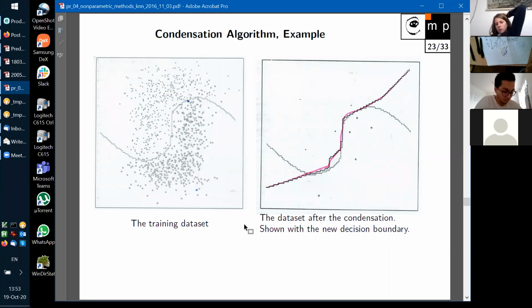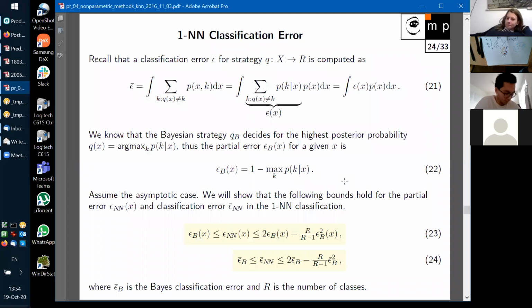So this is an example where you see some two-dimensional mixtures of Gaussians. I'm not sure how many, I think it's 100 points from each of the distributions. And you end up with like 3 on one side and 4 on the other side. So a huge reduction.